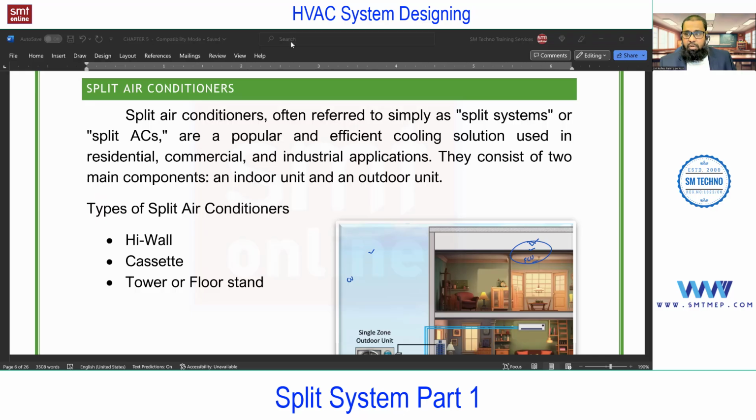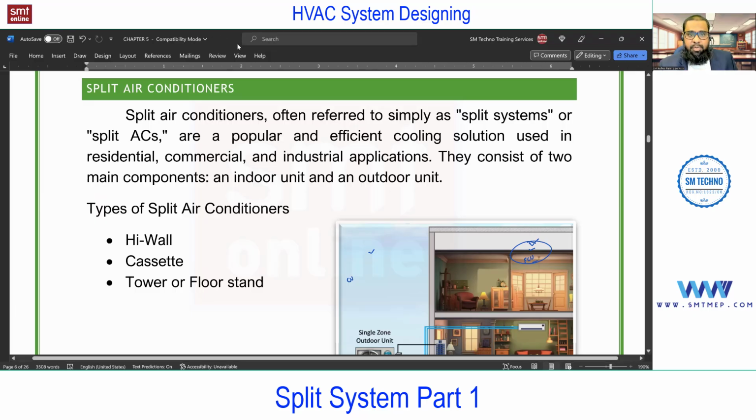Zone refers to thermostat. We'll discuss in detail. I'll give you the quick idea for the zone. Because I'll repeatedly use this term zone, you must be aware of this.